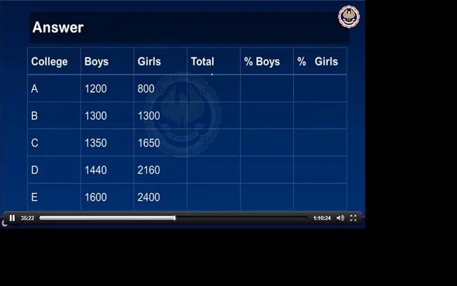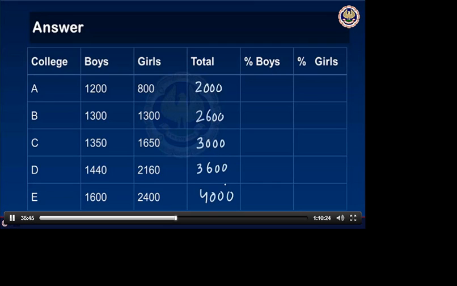So we'll put this in a tabular form using the data points given in our question. So we know, of course, total is already given. So I'm going to just re-put this data again. So the total strength of various colleges is 2,000, 2,600, 3,000, 3,600, and 4,000.